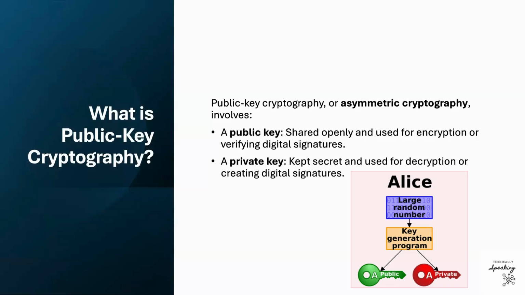Public key cryptography, or asymmetric cryptography, involves two things. A public key, which is shared openly and used for encryption or verifying digital signatures, and a private key, which is kept secret and used for decryption or creating digital signatures.